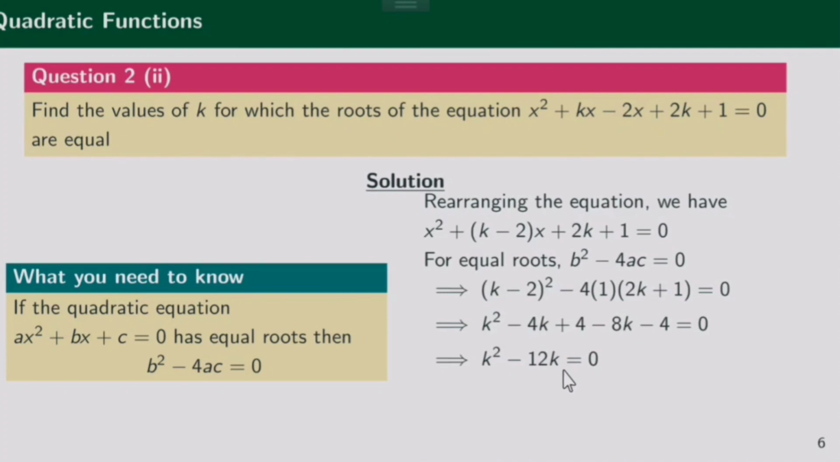Now, most of you will be tempted to divide all through by k in order to find the value of k, but that will not be mathematically sound, because if you divide all through an equation by the variable which you are looking for, then you will lose one of the solutions. So instead, I'll factor out k from these two terms. k is a factor, so I put k as a factor. k squared divided by k, I have k. Negative 12k divided by k, I have negative 12, is equal to 0.